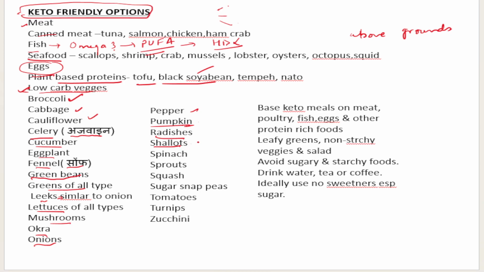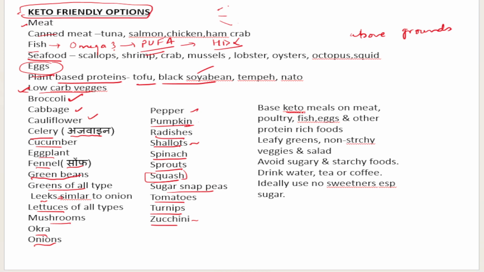Shallots are similar to hara pyaj. We call it hara pyaj in Hindi. Then spinach, sprouts, squash, which is somewhat similar to cucumber. Then sugar snap peas, tomatoes, turnips, zucchinis, again similar to cucumber.